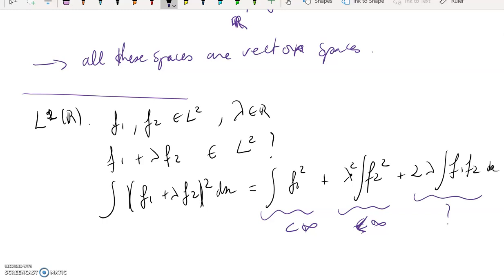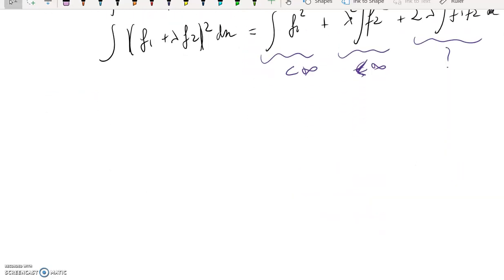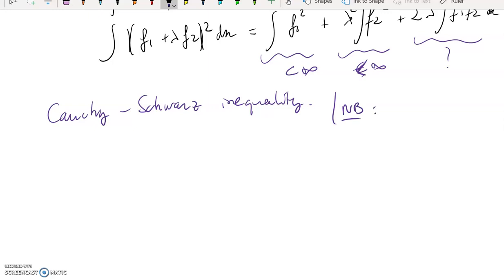This is where one of our favorite inequalities comes in, and I really want to remind you of the Cauchy-Schwarz inequality, and more precisely, Cauchy-Schwarz-Bunyakovsky. That's also one of its names. What does it tell you? I haven't stated that yet, but the L2 norm comes from an inner product.